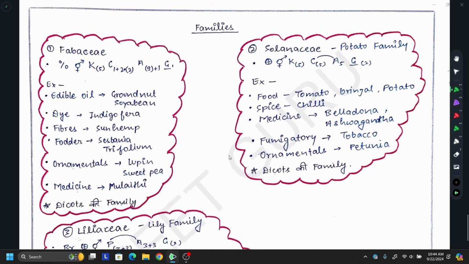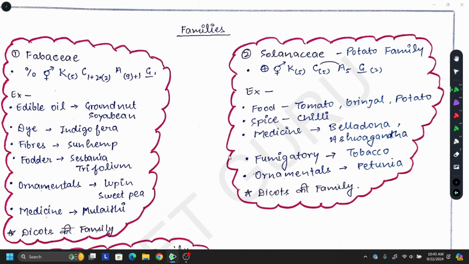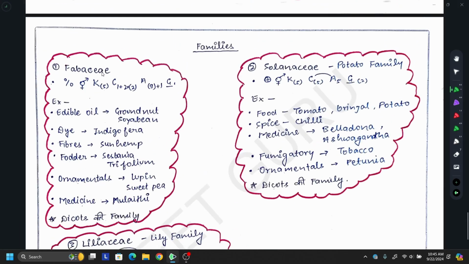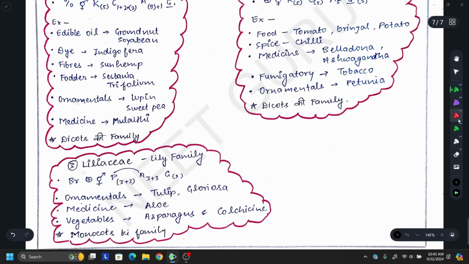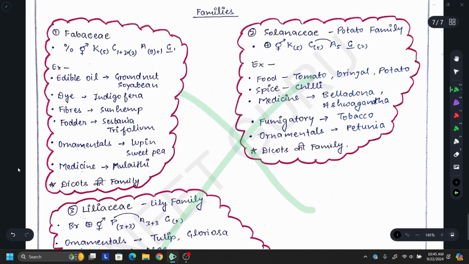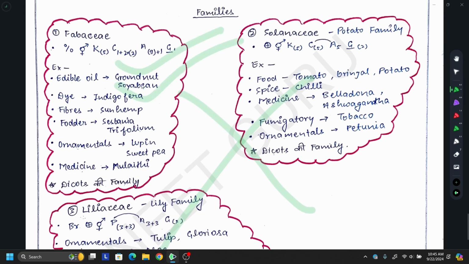Coming to the families. As you know, there are a lot of changes in the family, so we are not going to study family from here. We are coming to a different PDF that I made especially for the families, because it bothers you all, and I have made family very easy in that.